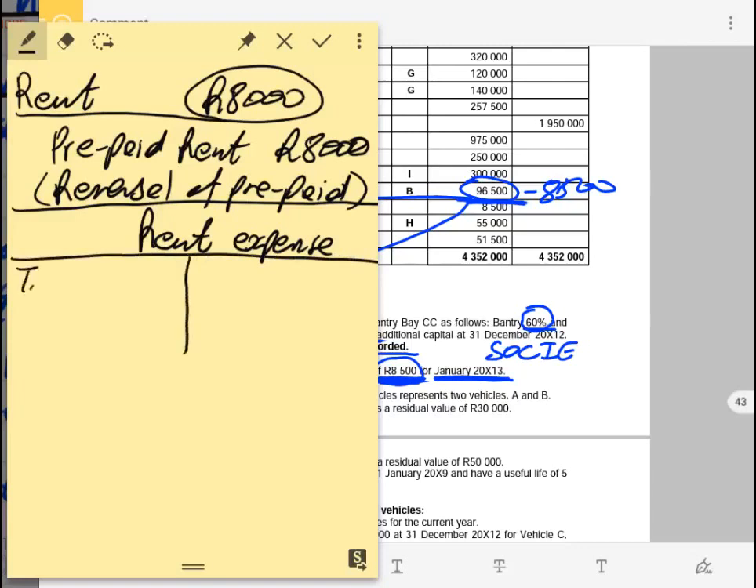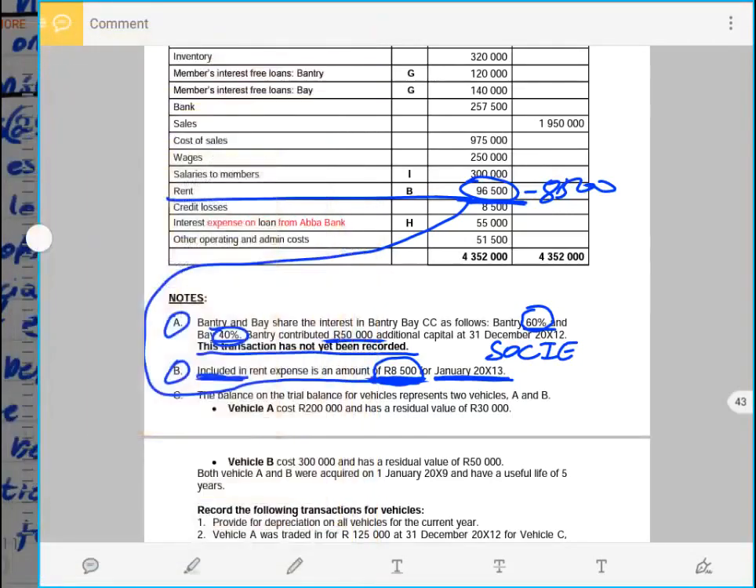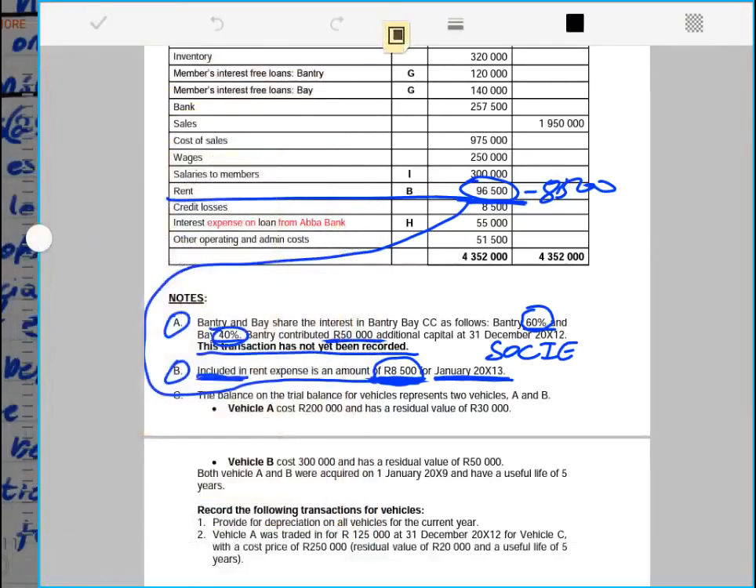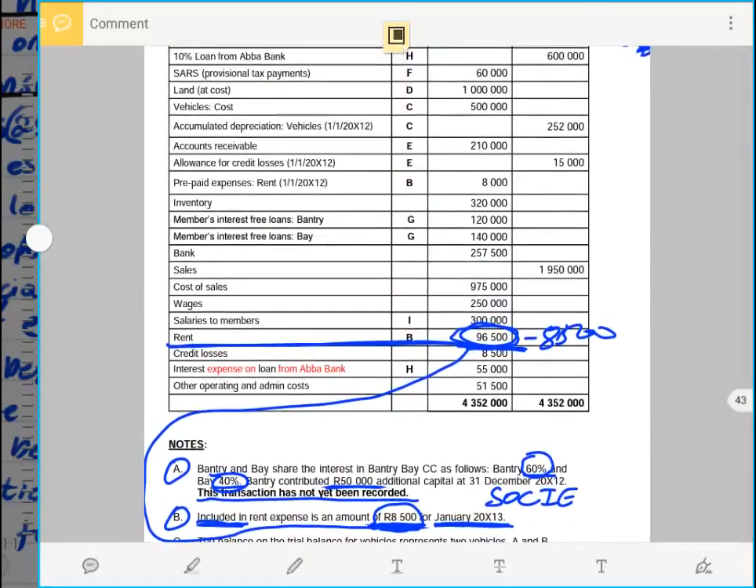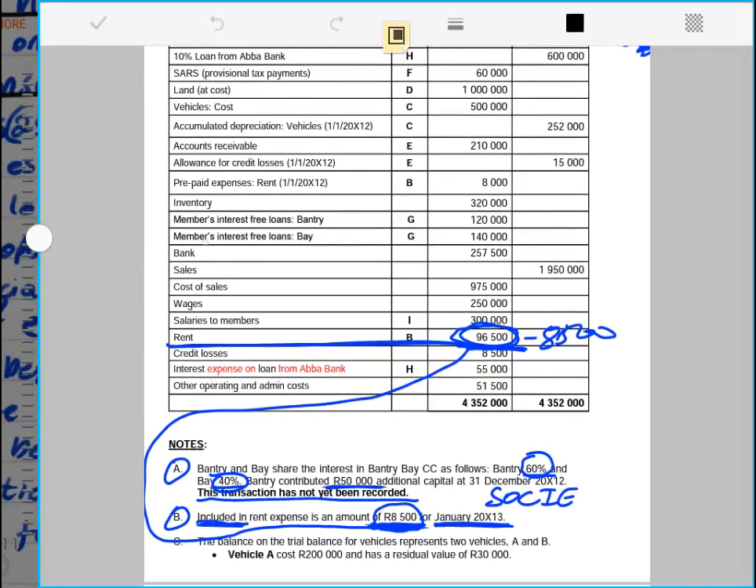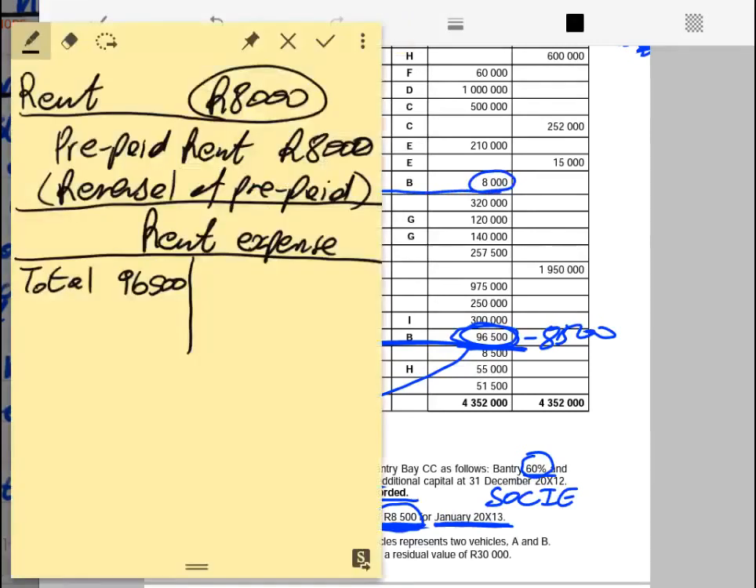Under rent expense we start with the total, and the total is the one that comes from the trial balance, 96,500, which is the rent of 96,500 that was already paid. Then we record the reversal of the rent, which was a prepaid rent expense of 8,000 rands. Then we record that on the debit side.